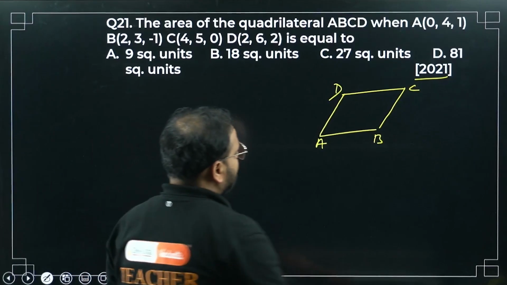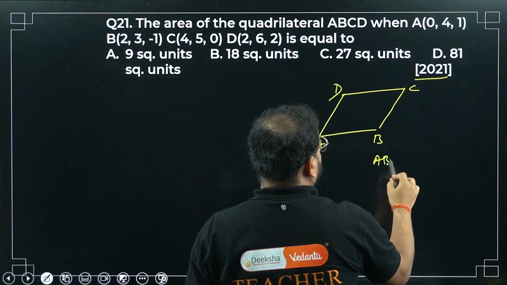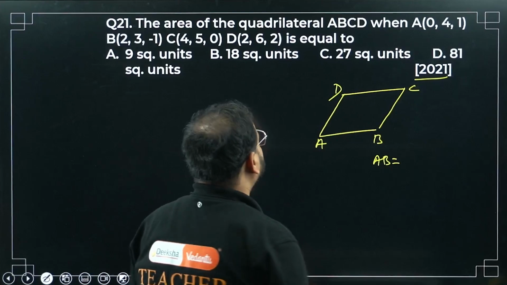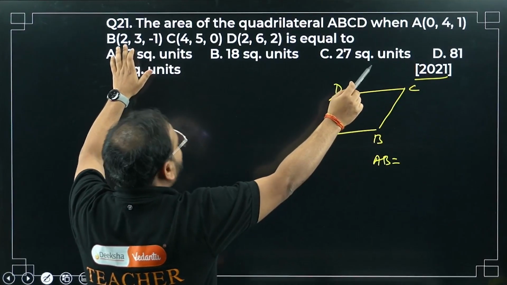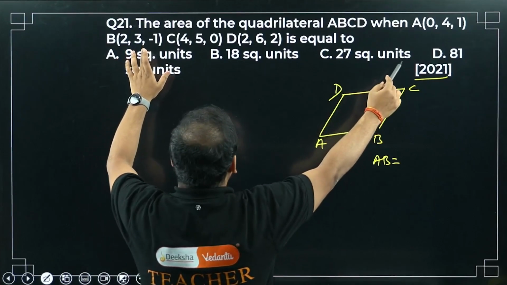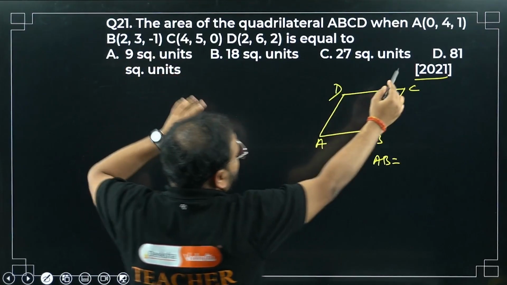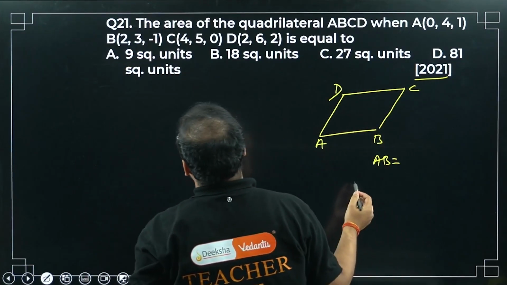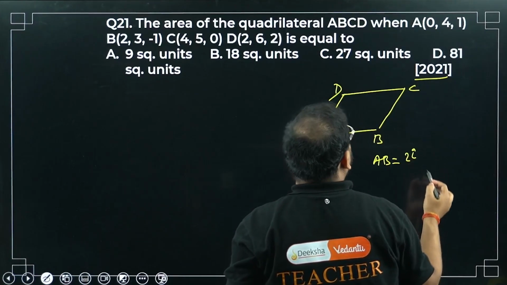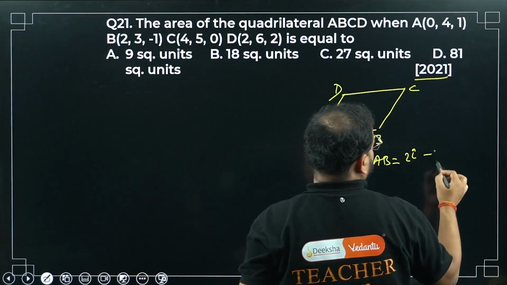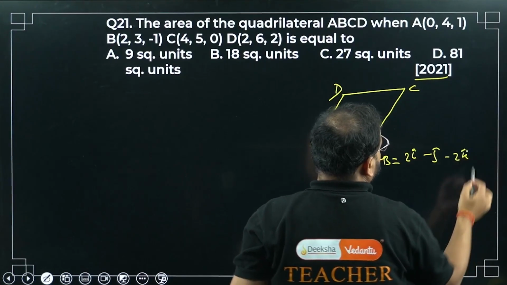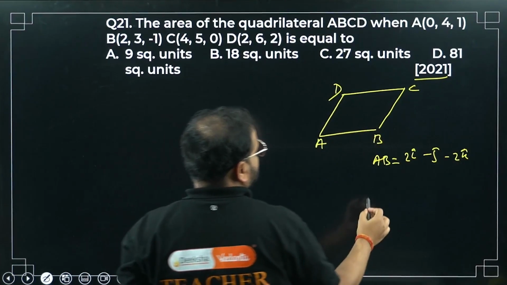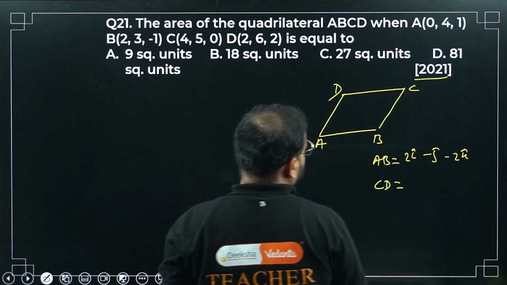If you check for AB length, check position vector of AB. Subtract A from B. 2 minus 0, 3 minus 4, so again minus 1, and minus 1, minus 1. Please check. I'm going to get this as 2i cap minus j cap and minus 2k cap. Same way, do for CD also.